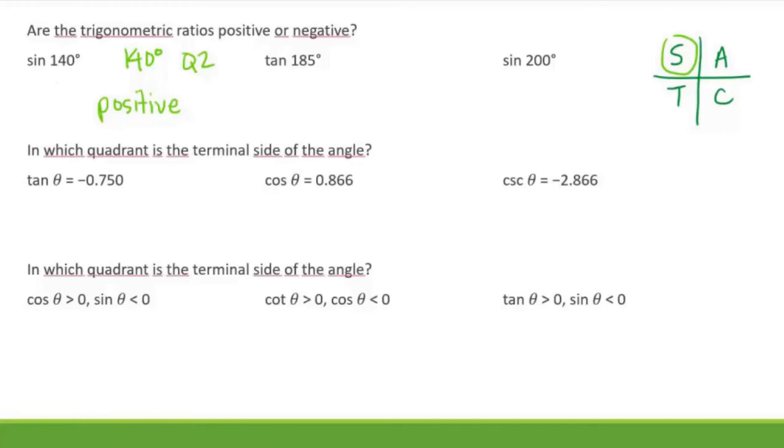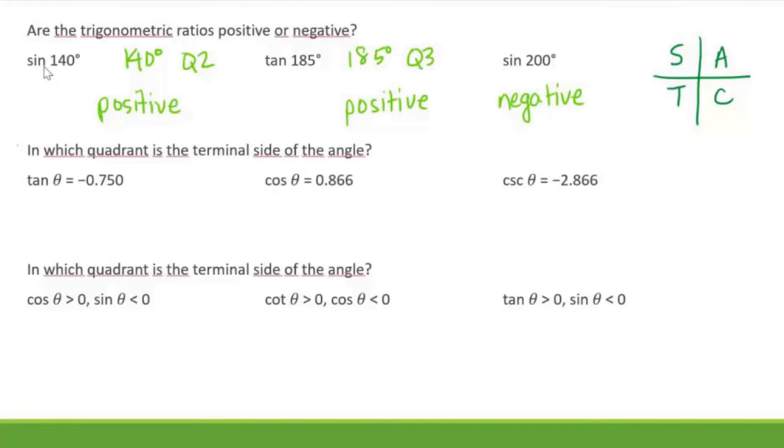What about the tangent of 185 degrees? Well, 185 degrees is in quadrant 3. Again, tangent turns out to be positive in quadrant 3. So the tangent of 185 degrees will be a positive value. Try this on your calculator. And lastly, the sine of 200 degrees. Well, what quadrant is 200 degrees in? It's in quadrant 3. But it's only tangent that's positive in quadrant 3. So the sine of 200 degrees is a negative value.